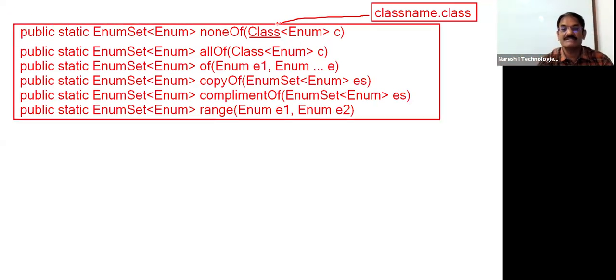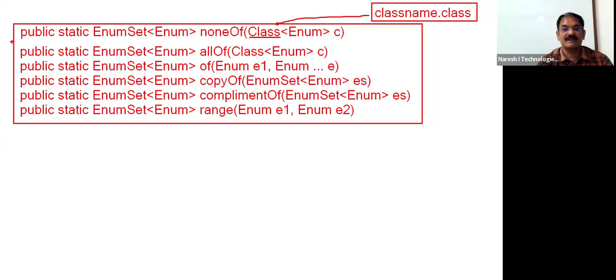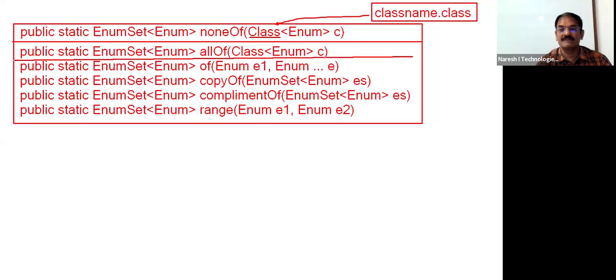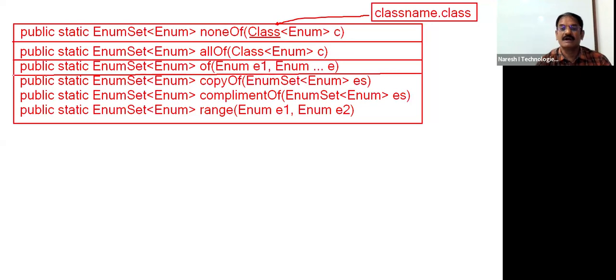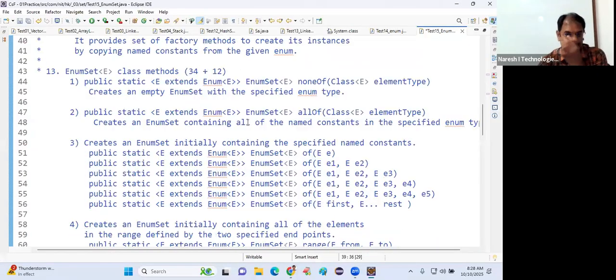So totally how many methods do we have? 6 methods. The first method is meant for creating an enum set without any elements. The second creates an enum set with all named constants. The third creates an enum set with given individual named constants. The range method copies elements from the start enum to the end enum. copyOf copies all elements from the given enum set. complementOf is the opposite: except these, all the remaining. Let us try to see all these methods practically.